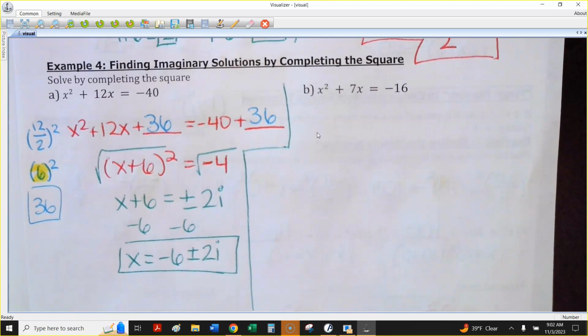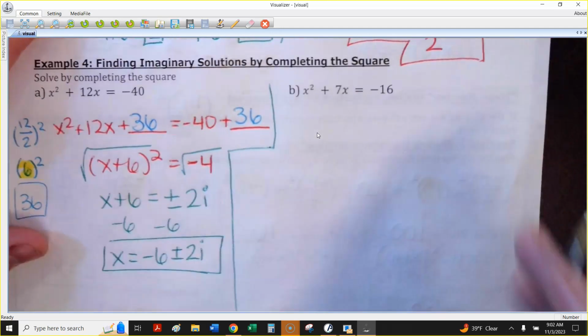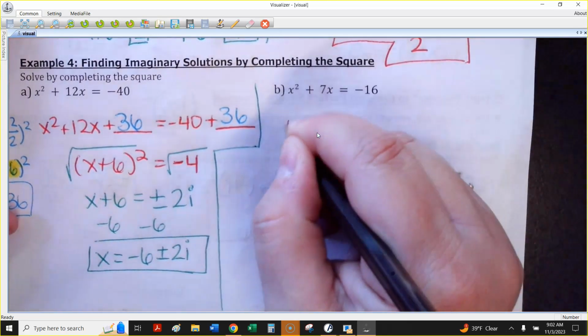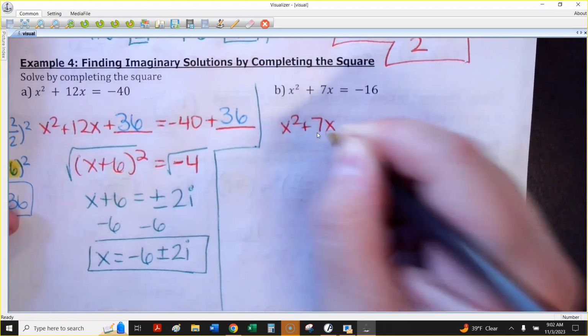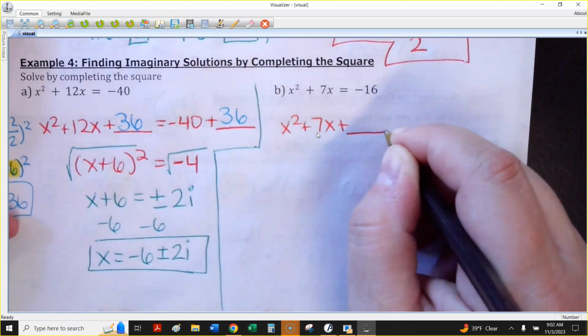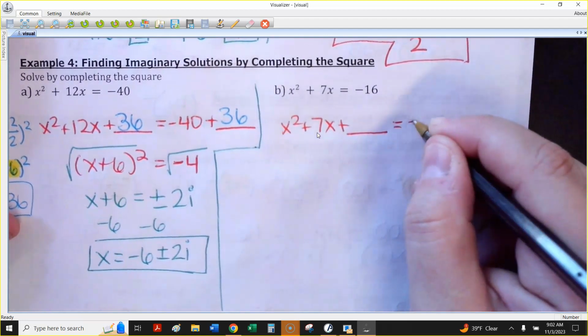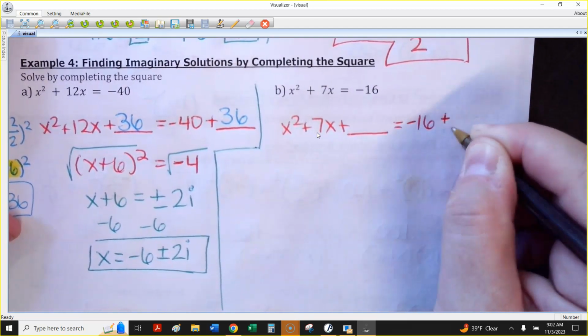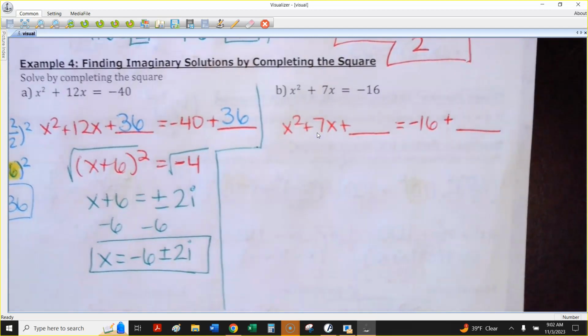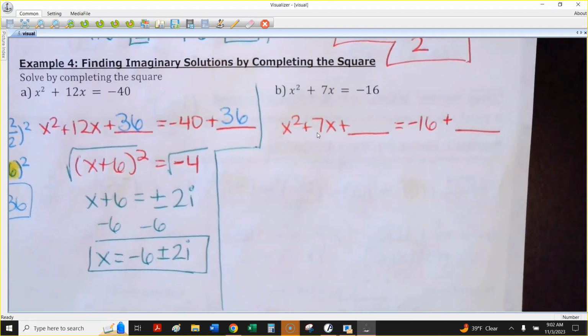All right, now I know this is a little annoying. If the b value is odd, we're going to end up working with some fractions, but just go ahead and grab your calculator. We can do that. So we're going to have x squared plus 7x plus, I'm going to leave a little spot to complete the square. And then on the other side, I have negative 16. And I know I'm going to complete the square on the left, so I'm going to put a little blank so I can complete the square on the right and add that number to both sides to keep my equation balanced.